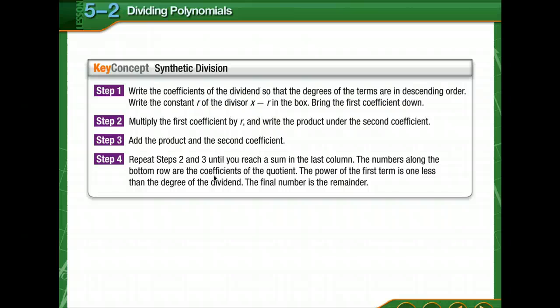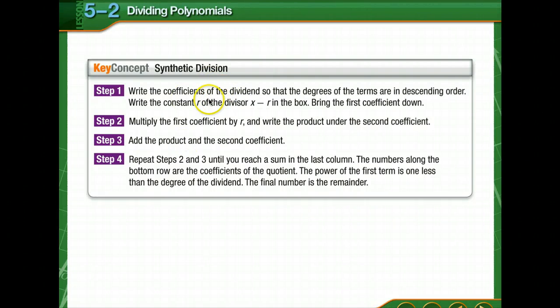When the polynomial in the dividend is missing a term, a 0 must be used to represent the missing term. So with a dividend of 2x cubed minus 4x squared plus 6, we're missing the x term, then a 0 will have to be used as a placeholder for the x term.